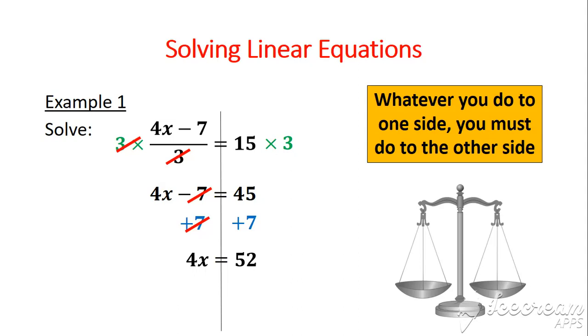And our final step is to divide both sides by 4. Remember, we divide by the number, the coefficient out the front. And the 4 divided by 4 cancels to leave us with 1x on the left-hand side. And we just have to work out what 52 divided by 4 is, which is 13. So x is equal to the number 13.